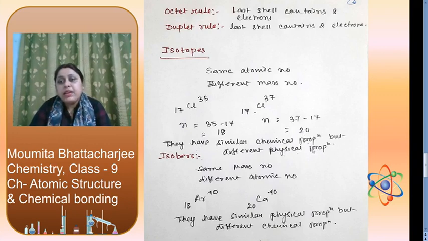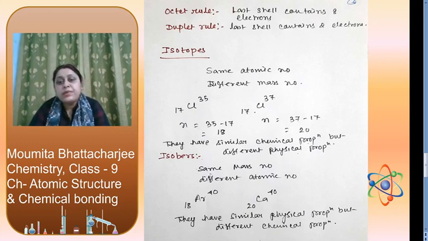Isotopes have similar chemical properties but different physical properties. Why? Because we know chemical properties depend on the valency, and valency we can get from the electronic configuration. As their atomic numbers are the same, their electronic configuration will be the same. That's why their chemical properties will be the same. But due to their different mass numbers, due to their different atomic masses, they will have different physical properties.